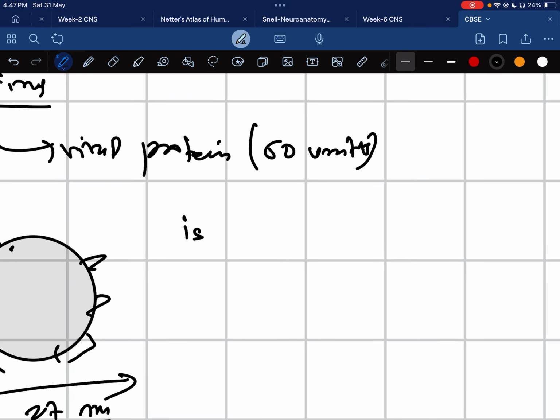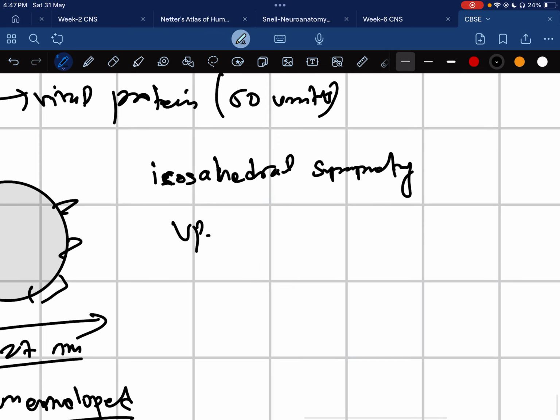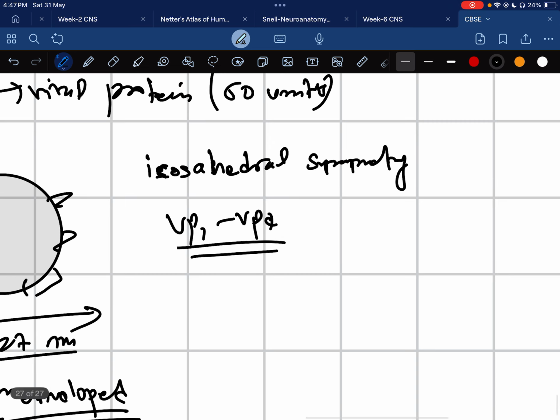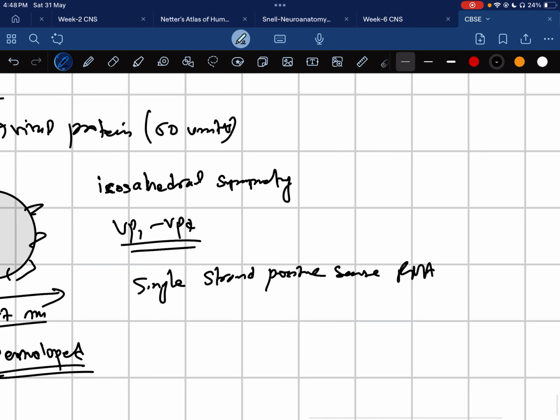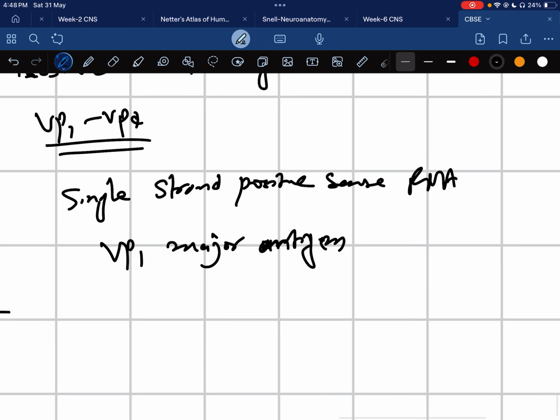It has icosahedral symmetry, with viral proteins VP1 to VP4. It is a single-stranded, positive-sense RNA virus. When you look at the viral proteins, VP1 is the major antigen.